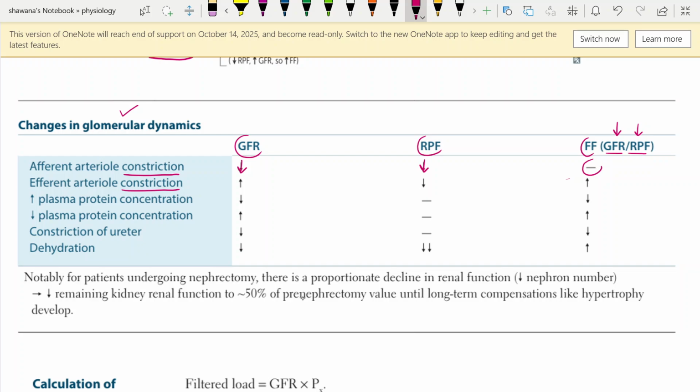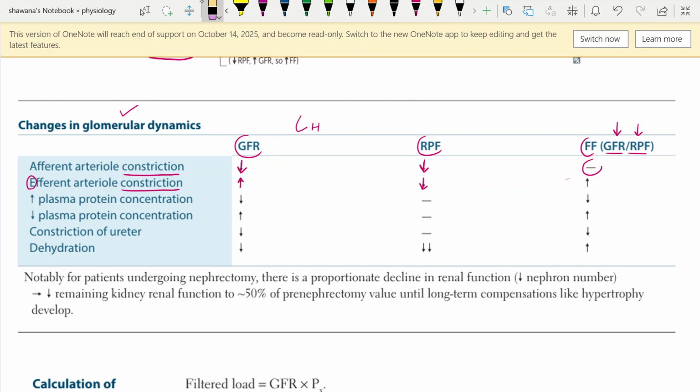Renal plasma flow will decrease, but GFR will increase. But how? Because when we constrict the efferent arteriole, there is backup pressure towards the afferent arteriole, and this pressure creates the hydrostatic pressure, and capillary hydrostatic pressure is a favoring pressure, right? So it will increase the GFR. And what about the filtration fraction? GFR is increased and the renal plasma flow will decrease, so filtration fraction will increase.